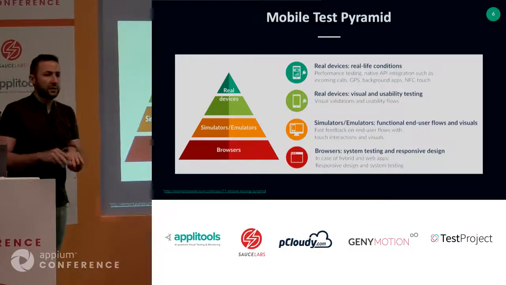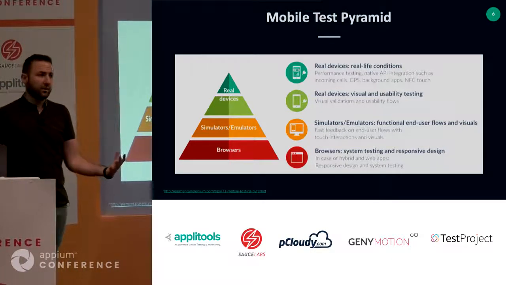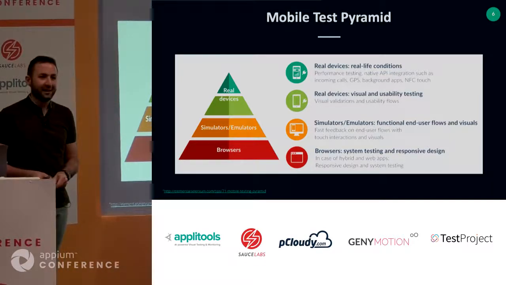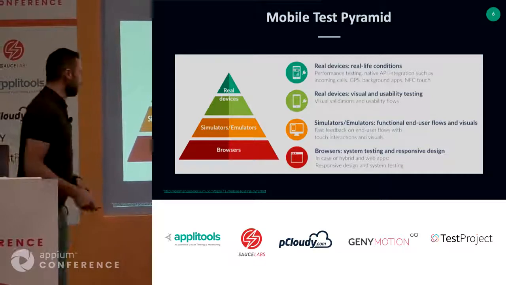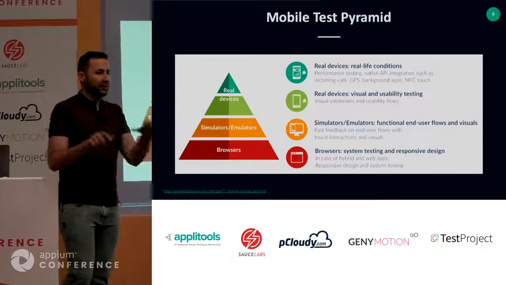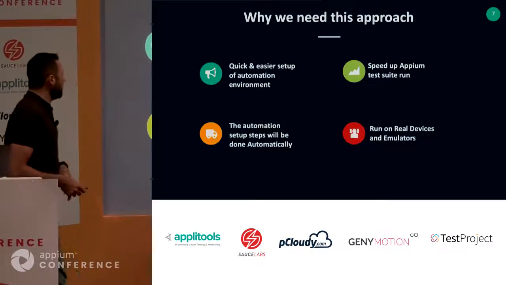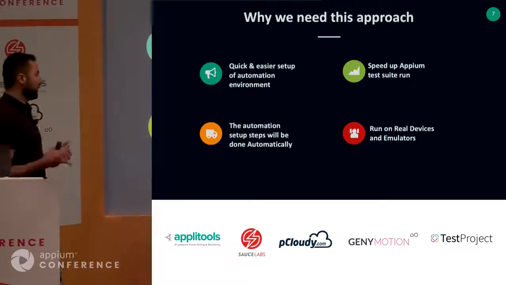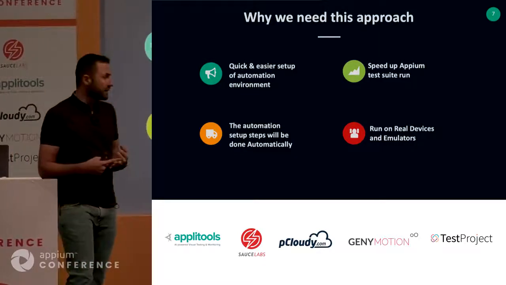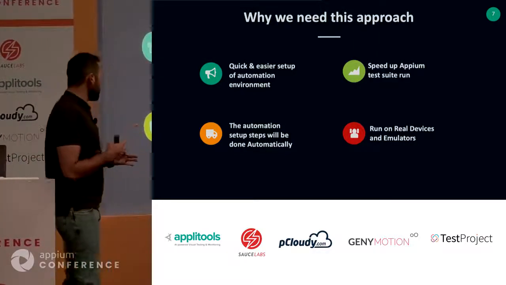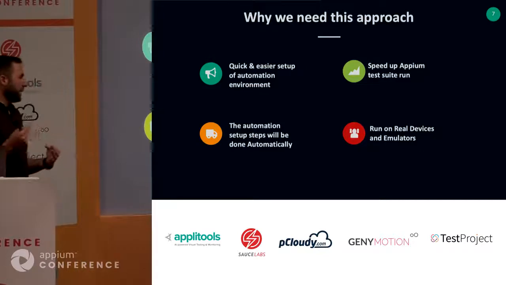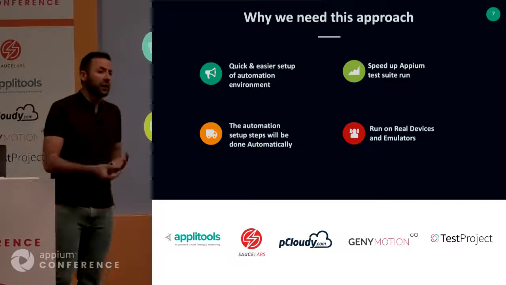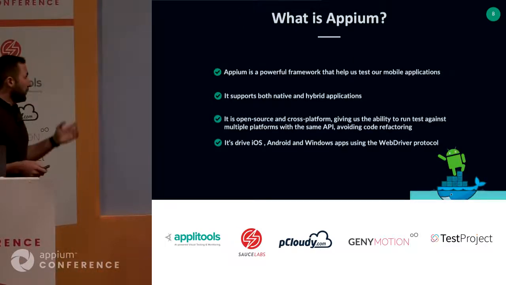This is all about the local environment, because there are other options like Genymotion that you can use, but those are already cloud services. So today we are talking about the local ones. This will help us to get a quick setup of the automation environment. We will speed up our Appium tests. We'll automate the steps automatically, and we will be able to run on a real device and on emulators. So what is Appium?